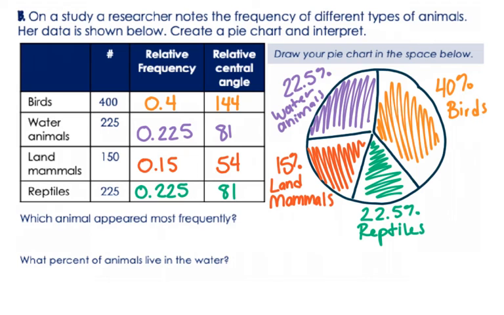So now we're going to analyze it. So number 1, which animal appeared most frequently? So that is definitely birds, because it has 40%. Nothing's bigger than birds. Alright, and then what percent of animals live in the water? So you just look at the water animals, and it's 22.5.